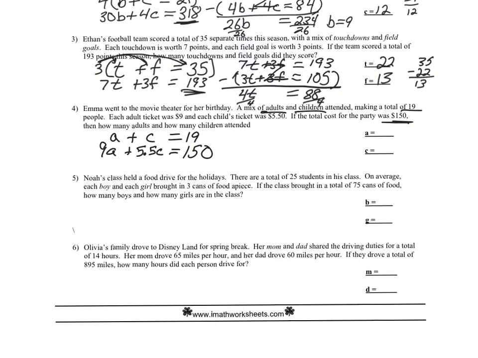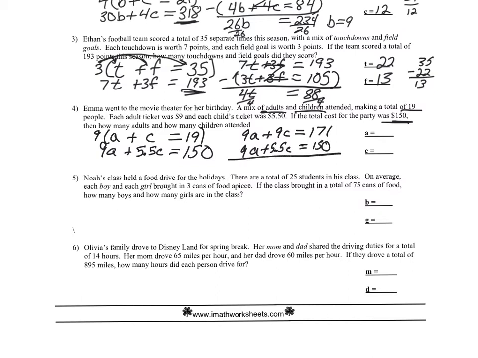Okay, the easiest one to match now is the 9, because I don't want to have to multiply by 5.5. So I'm going to multiply everything in the first equation by 9. I get 9a plus 9c equals 9 times 19 is 171. And I have 9a plus 5.5c equals 150.